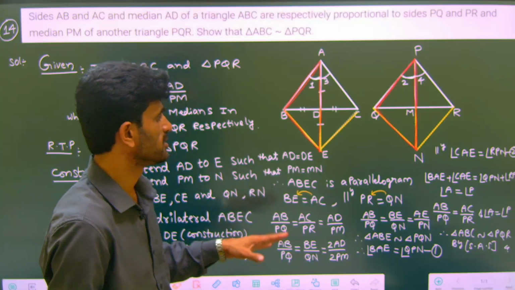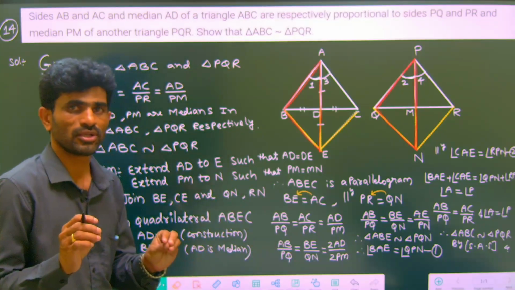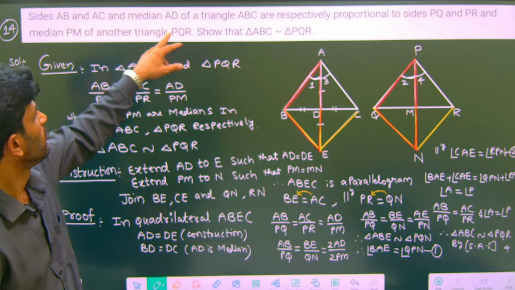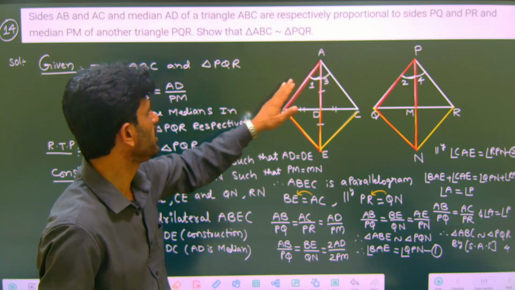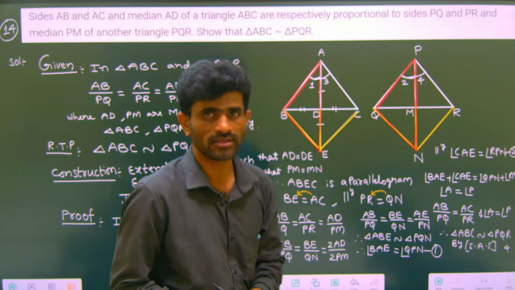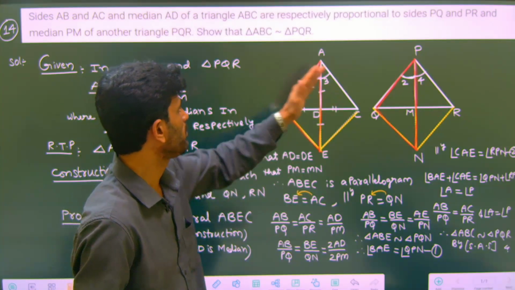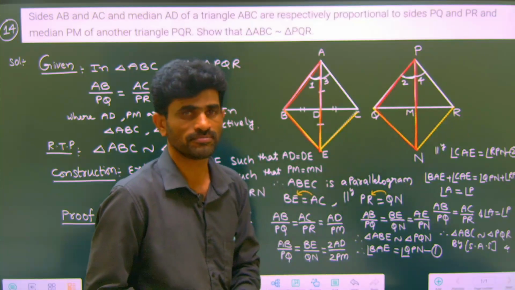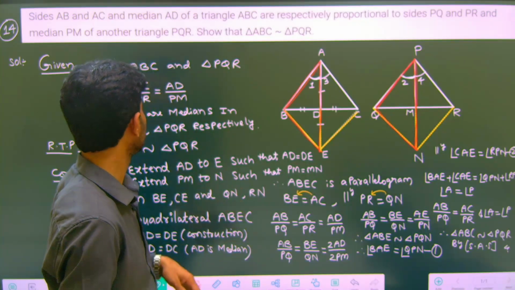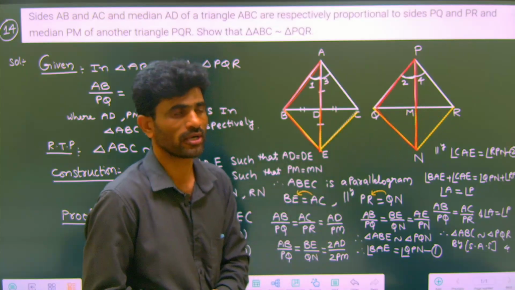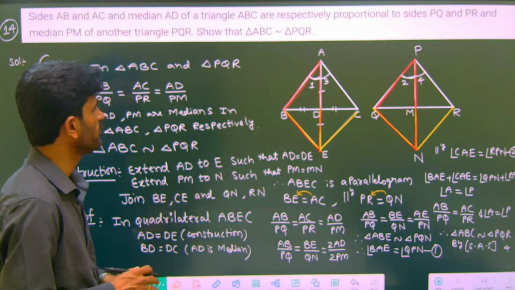Because many students get confused, let me quickly tell you shortly what I did. First, I wrote the given, which is proportional: AB, AC, AD are proportional to PQ, PR, PM. That means AB by PQ is equal to AD by PM is equal to AC by PR. That is given. And we have to prove that triangle ABC is similar to triangle PQR.